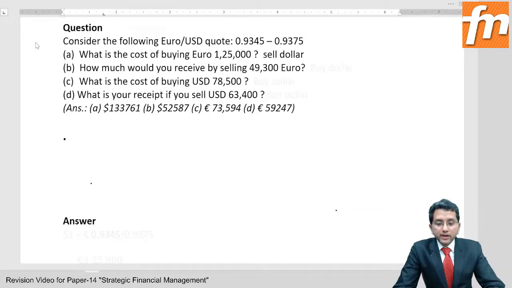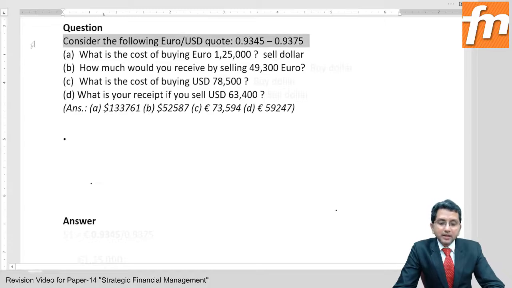So we have one question for better understanding, and intentionally I have taken a quote in which Indian rupee is not one of the currencies. See, whenever I see Indian rupee, I become comfortable. But intentionally, I have taken a rate of euro versus US dollar. So this is actually number of euros per US dollar.